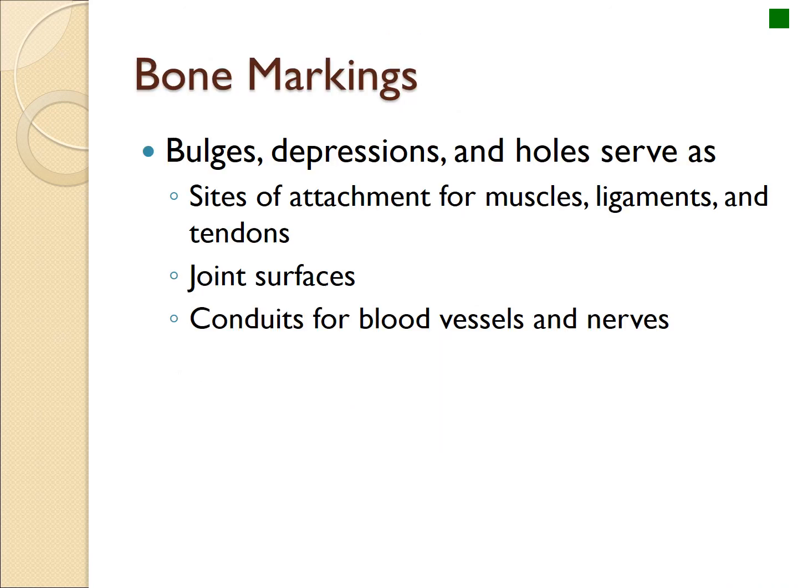Now, this is the thing the students hate, what are called bone markings. These are bulges, dents, holes that all serve as either sites for muscle attachment, ligament, or tendon. Again, ligament is an attachment of bone to bone. This is what holds rigidity to the bones and holds the bones together so you don't fall apart. Tendons hold the muscle to the bone. So these pull on the bone and they tug the bone.